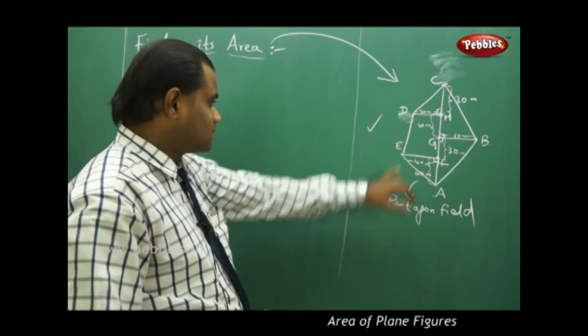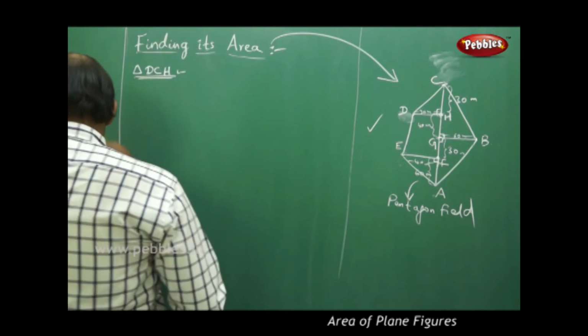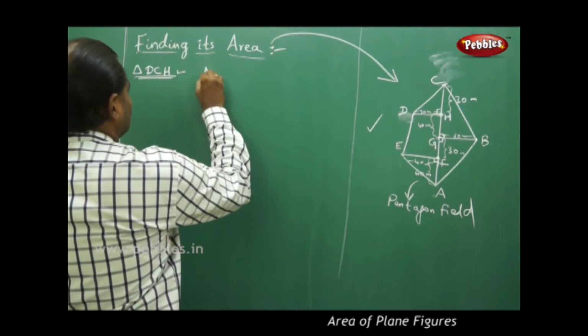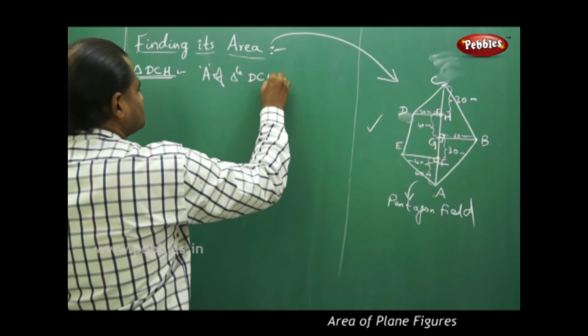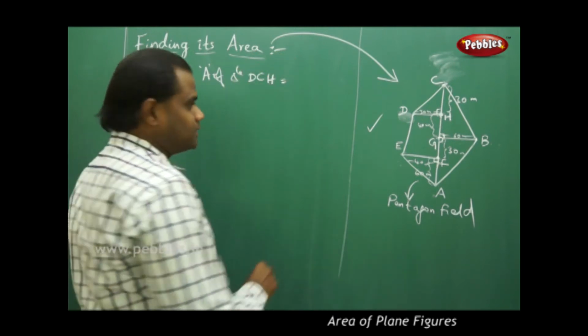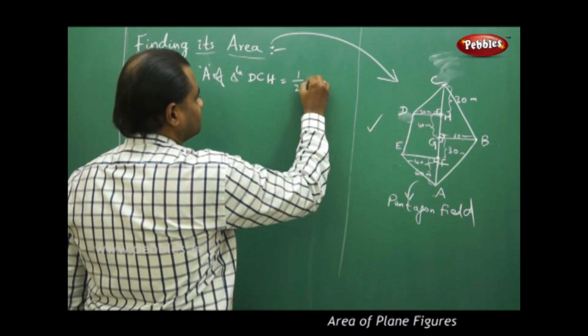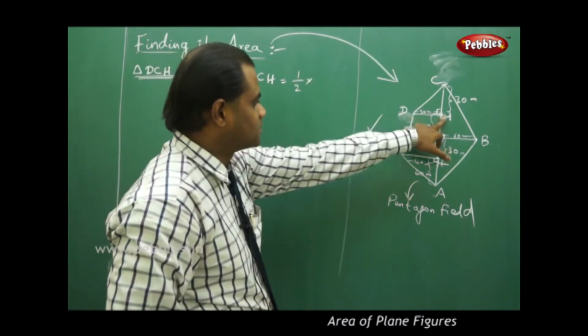So let's start with triangle DCH. When I want to find the area of triangle DCH, it is nothing but half times base, which is 30.